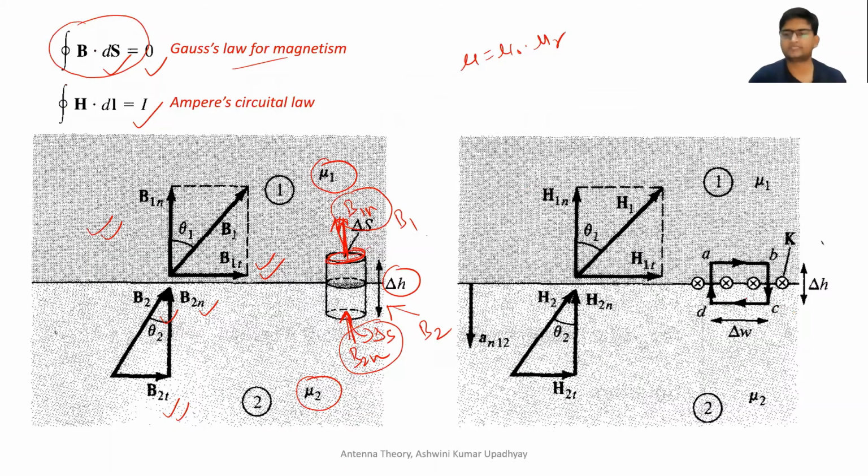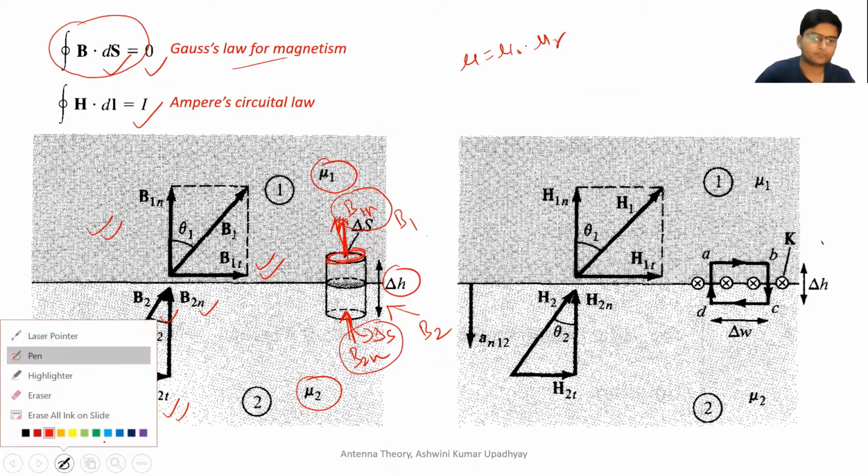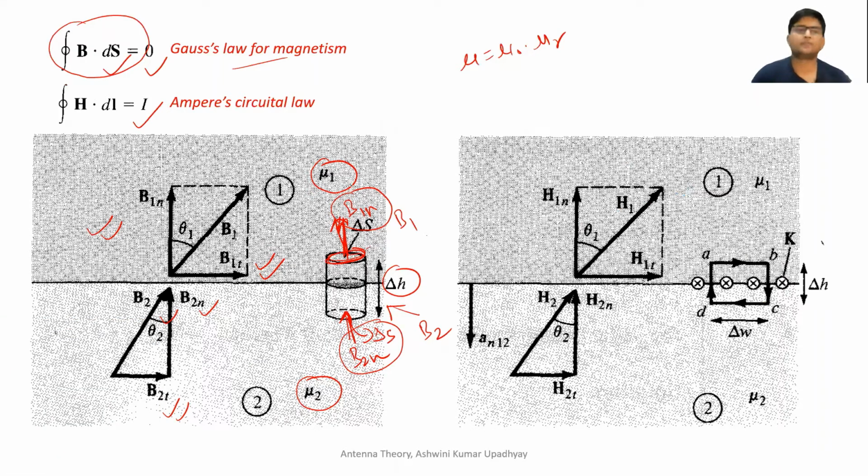Now coming back to the second figure here, we will use the second formula for the tangential components, which is Ampere's circuital law. So for this, you have to take the line integral. I have assumed a closed curve, A, B, C, D, as you can see here. And this B to C distance or A to D distance is delta H, which is very, very small. And A to B and C to D distance, I have taken as delta W.